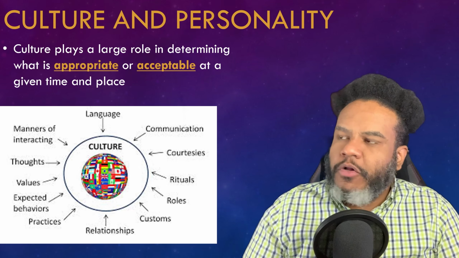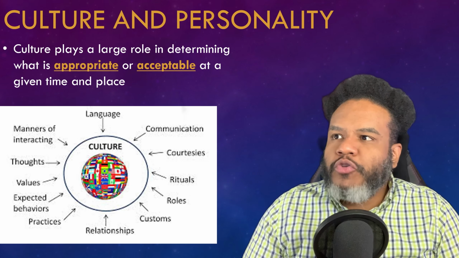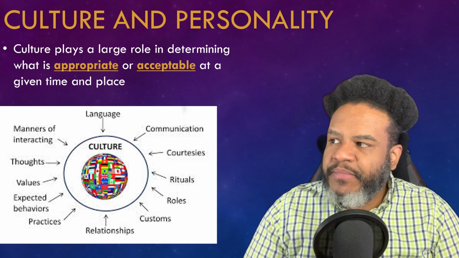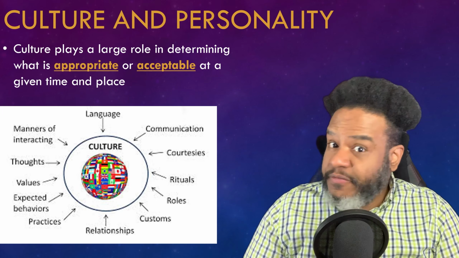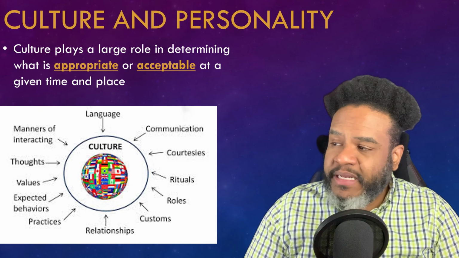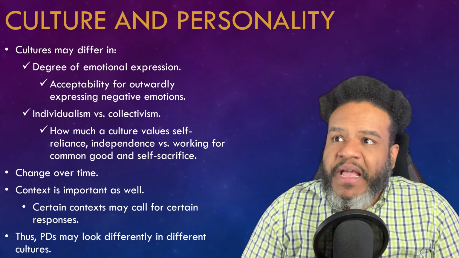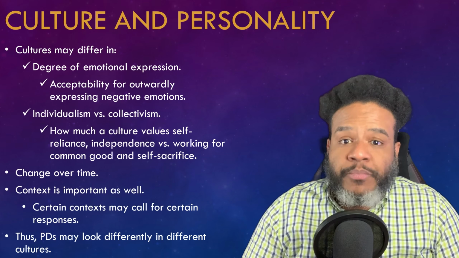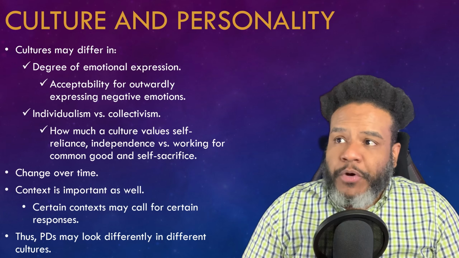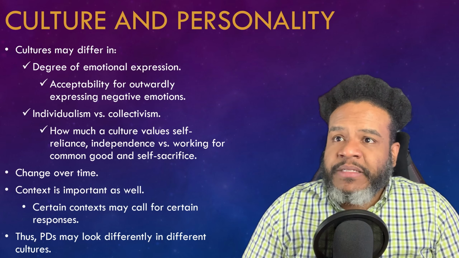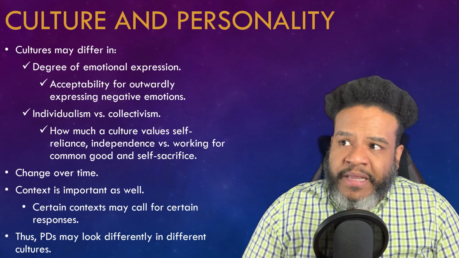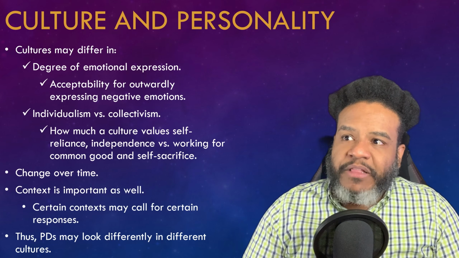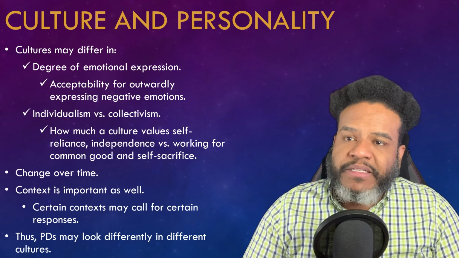So let's talk about the role of culture and personality. As you know, culture plays a large role in determining what is appropriate or acceptable at a given place and time. Culture is composed of a lot of different aspects. We have a little picture right here you can take a look at. The behaviors or styles of interacting are going to be considered normal within some cultures, and they might be considered inappropriate within another. So in defining personality and personality disorders, we need to consider the possibility that certain personality characteristics may be more common in certain cultures. What works in one culture may look like a disorder if the individuals are transplanted into a different culture.